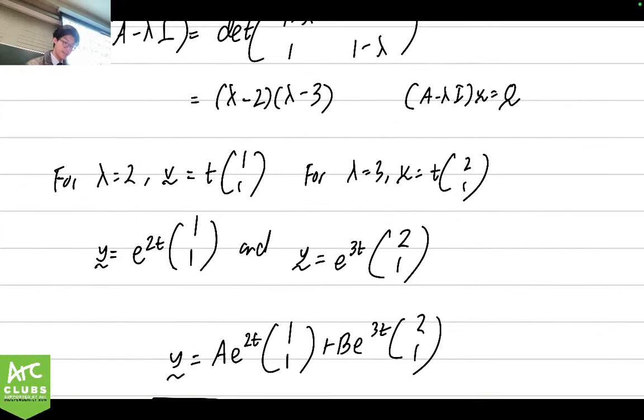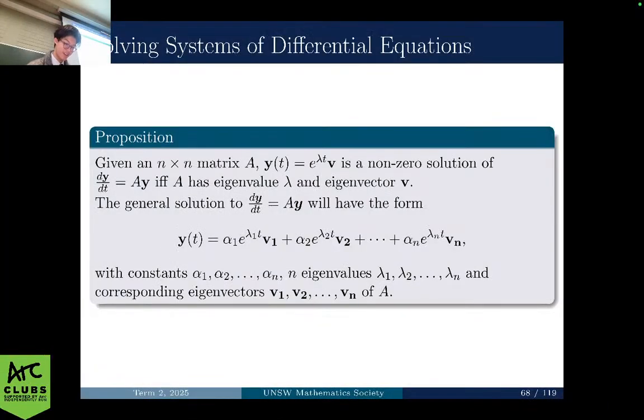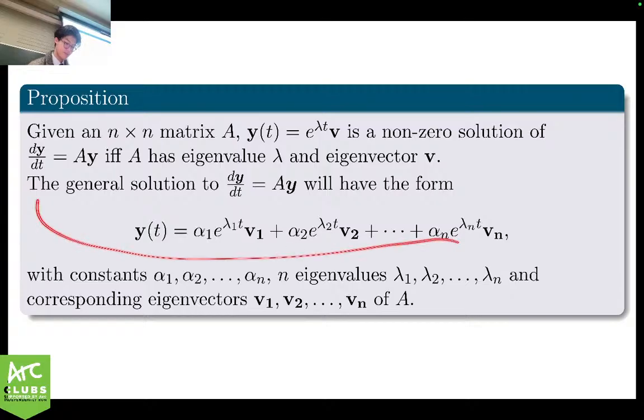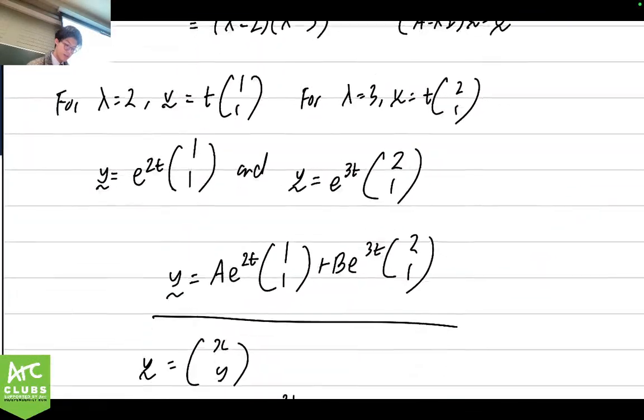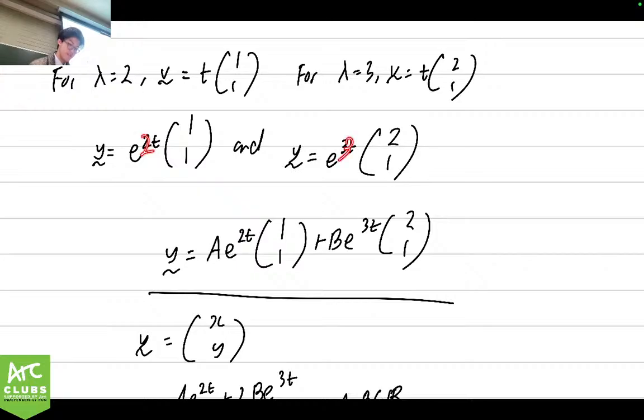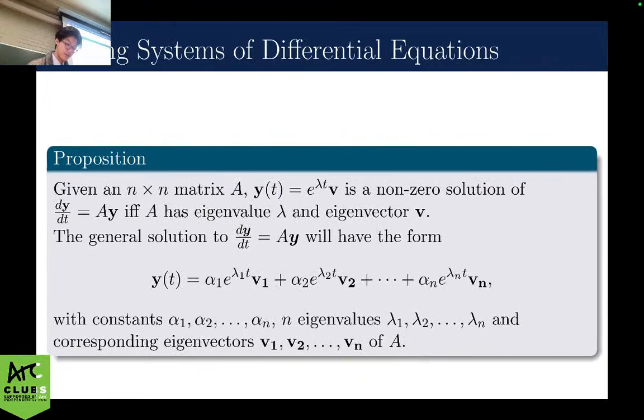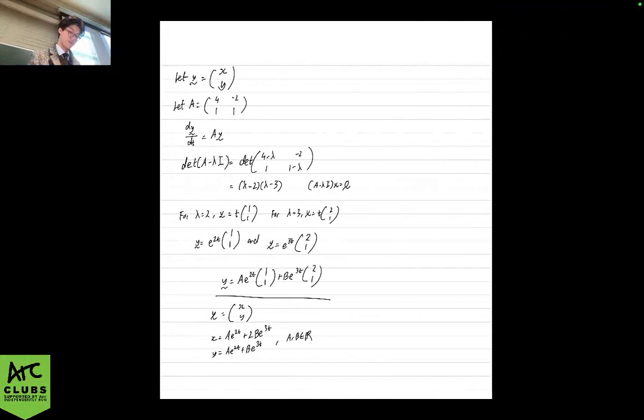Now you might ask where this comes from. It comes from literally the proposition in the previous slide here, where we have y of t equaling e to the lambda t, where lambda is our eigenvalue. And as you can see here, our eigenvalues are 2 and 3. So those pop up as our non-zero solutions of this differential equation here. And then this is our eigenvector.